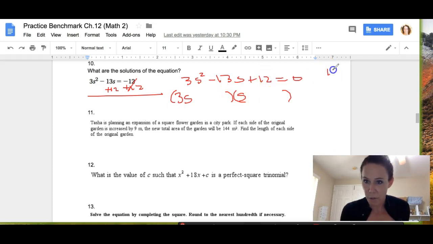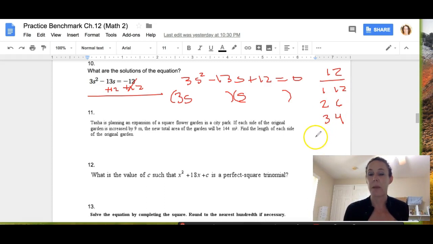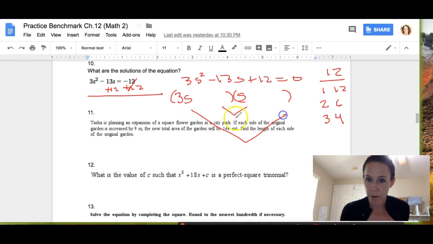There are some choices for 12. 12 could be 1 and 12. They could be 2 and 6, 3 and 4. Okay, so which one of these am I going to pick? Well, I'm going to guess and check. I know I need my inner term and my outer terms to add up to be negative 13s.